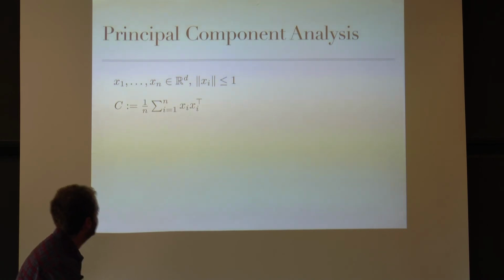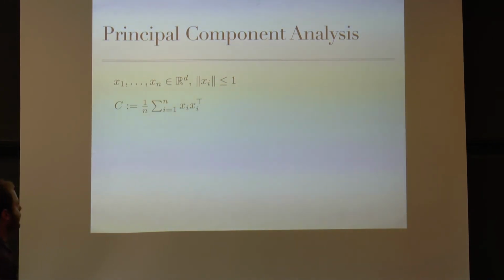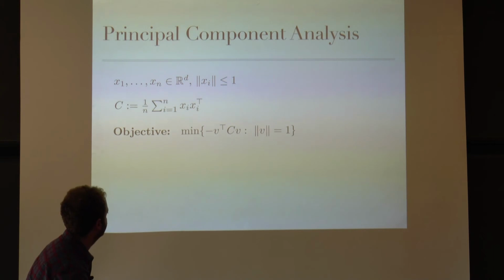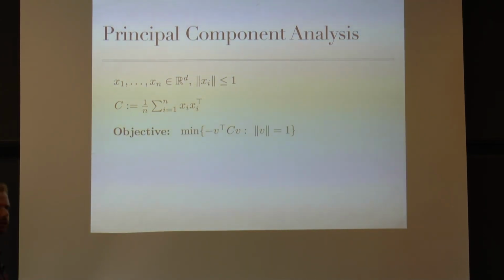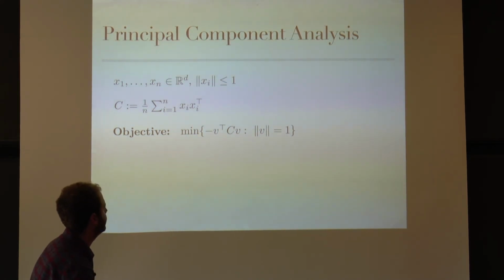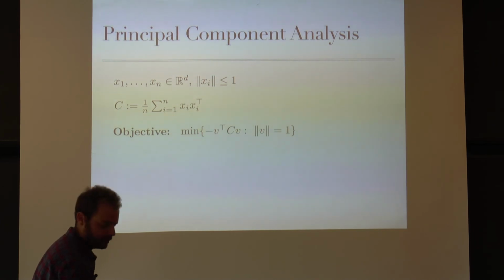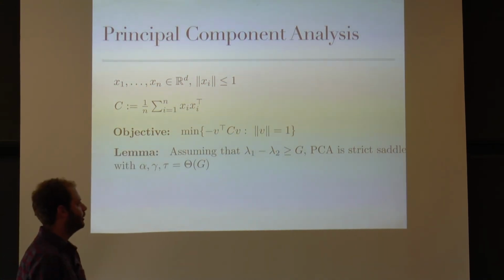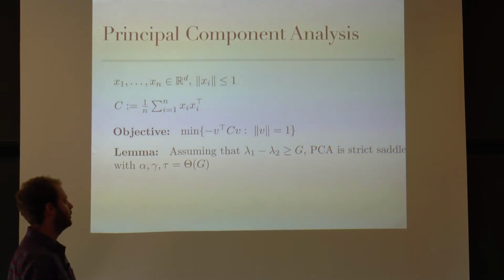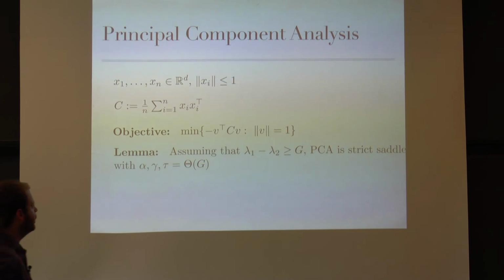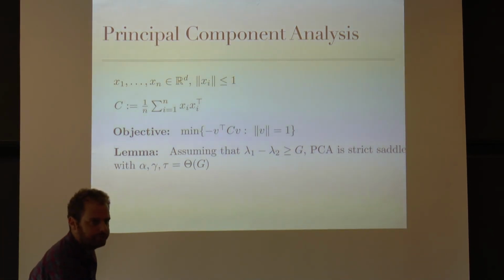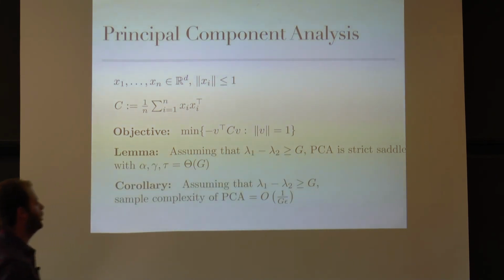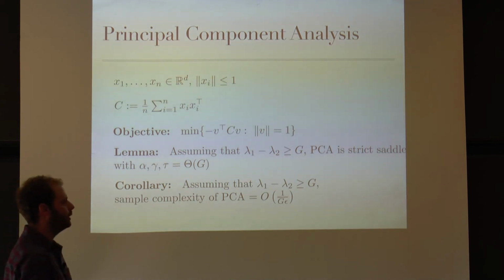As an example, we consider PCA, where we are given n points in R^D. For simplicity, assume that they belong to the Euclidean ball, and C is the empirical covariance matrix. The objective is to find the largest eigenvector, the minimum of minus V transpose CV, where we require V to have a norm exactly 1. The lemma says that if we assume that the difference between the leading eigenvalues is larger than some constant G, then PCA is strict saddle with all parameters proportional to G. And as a corollary, we obtain that the sample complexity here is 1 over G epsilon.